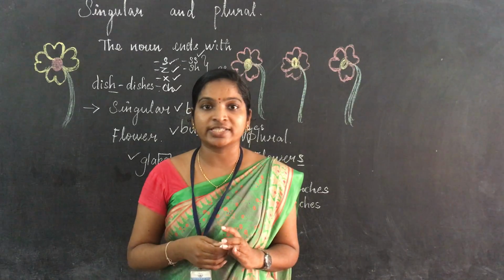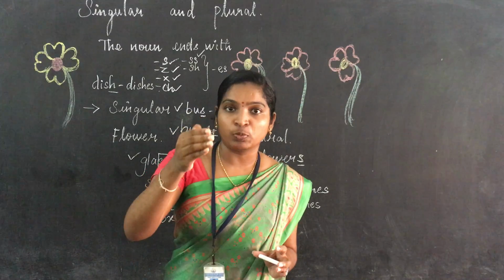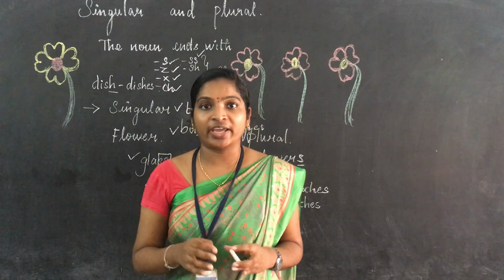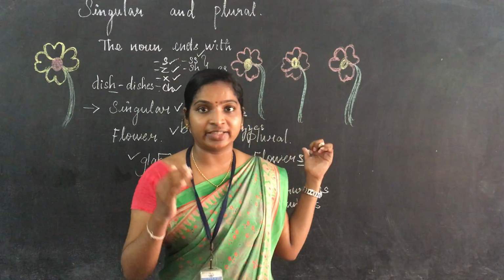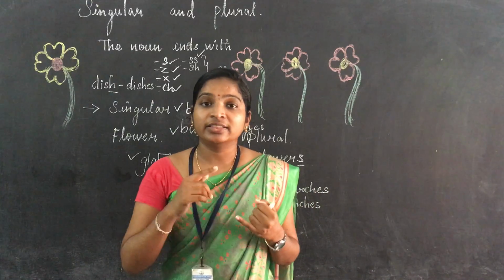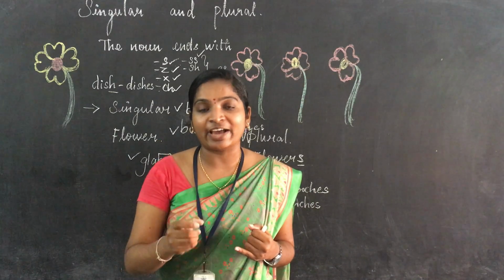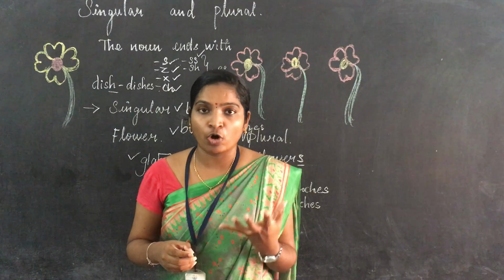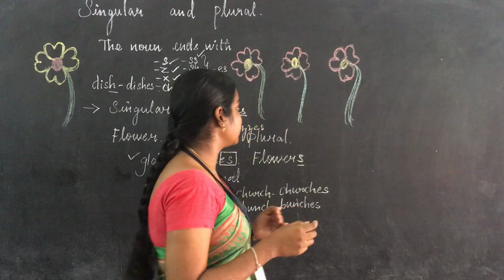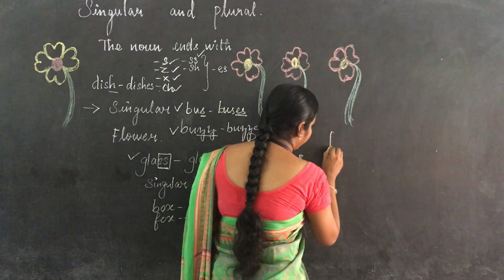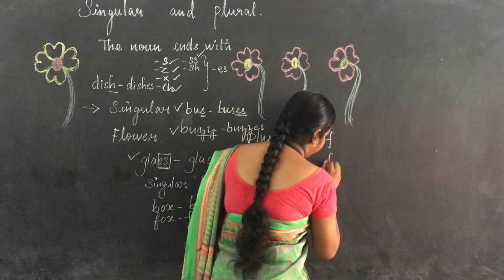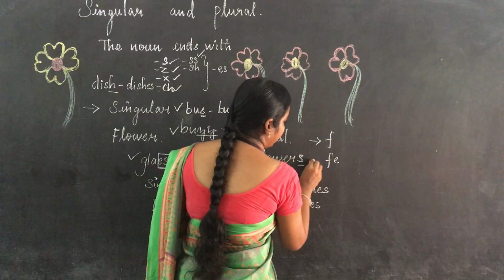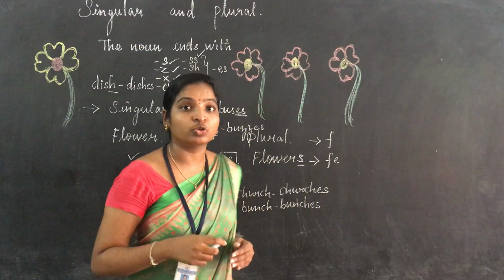And one more important thing, the second rule. What is the second rule? Change the form of singular to plural by adding es. Here also we just saw adding the es. This is one rule, and the noun ends with f or fe. What we have to change in the sense, here I write: the noun ends with f or fe. What do we have to add?